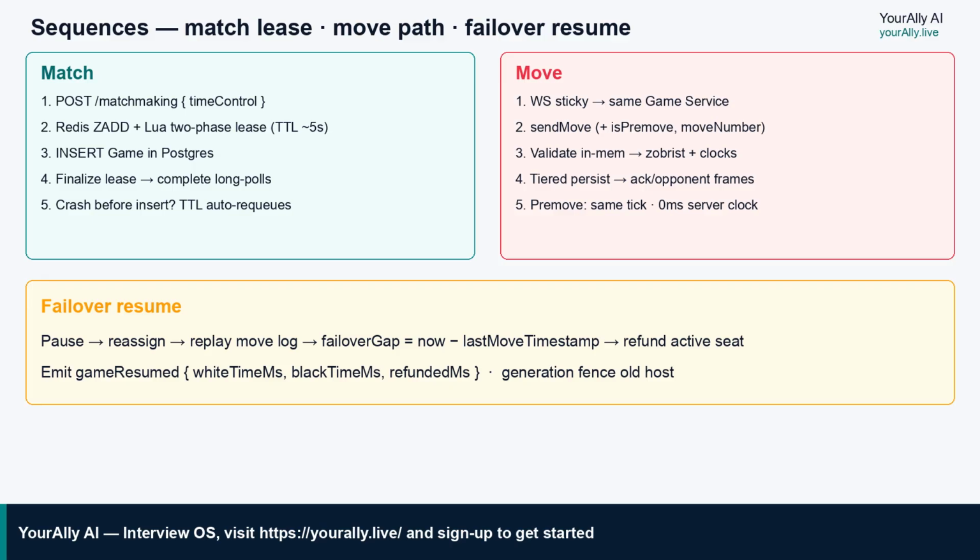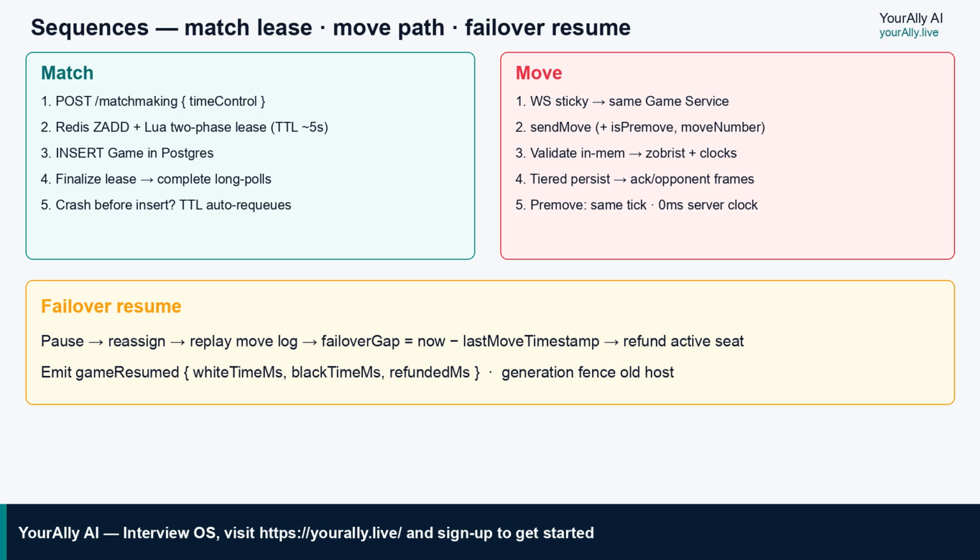Pre-move path: opponent move arrives. In the same server tick, evaluate the queued pre-move. Legal means apply with zero server clock consumption. Illegal means discard, no penalty for the attempt. Stacked pre-moves apply in order until one fails.